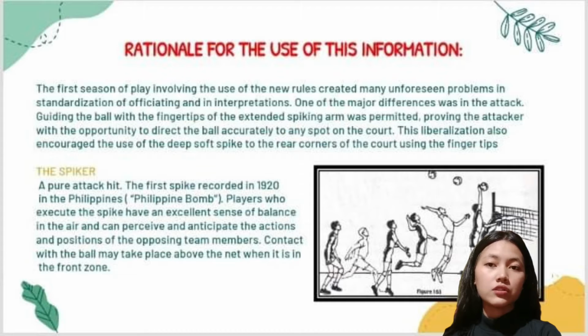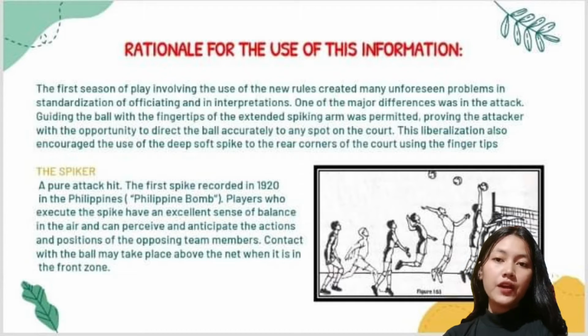This liberalization also encouraged the use of the deep soft spike to the rear corners of the court using the fingertips. The spike, a pure attack hit, was first recorded in 1920 in the Philippines, the Philippine bomb. Players who execute the spike have an excellent sense of balance in the air and can perceive and anticipate the actions and positions of the opposing team members. Contact with the ball may take place above the net when it is in the front zone.